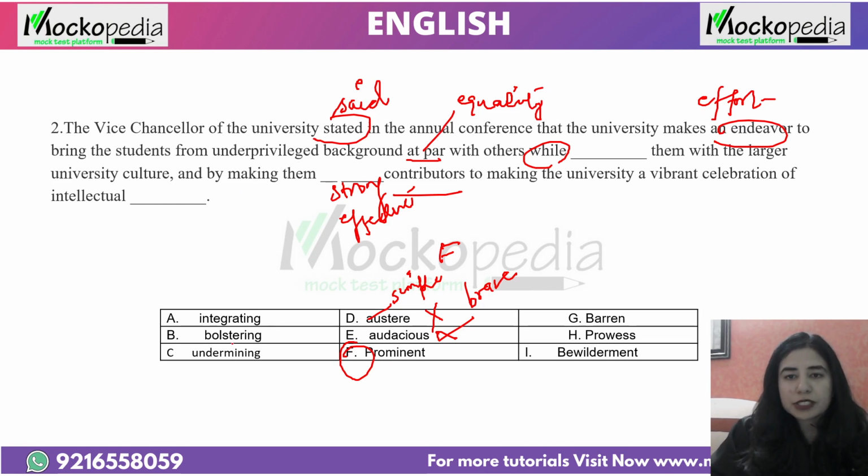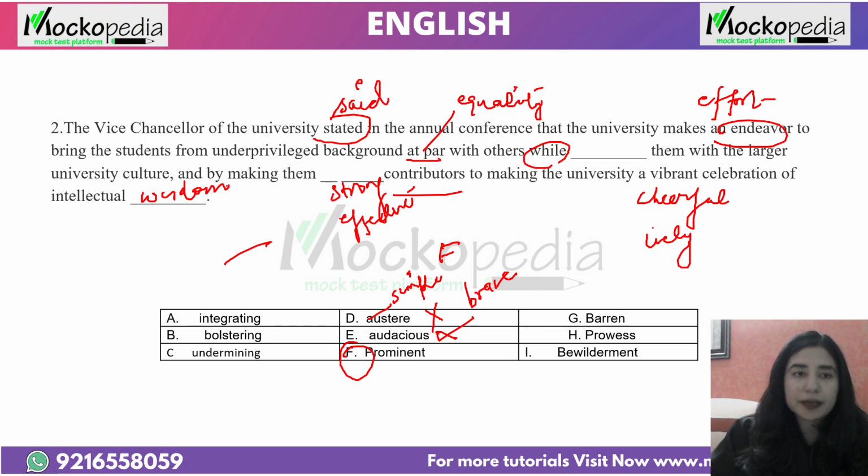So let's further see. To making a university a vibrant, so that's the goal, to make the university a vibrant, means cheerful, lively, celebration of intellectual, what, intellectual wisdom, right? It would be a positive word, intellectual wisdom, or individual skill, right? So skills or wisdom, so that would be the predicted word.